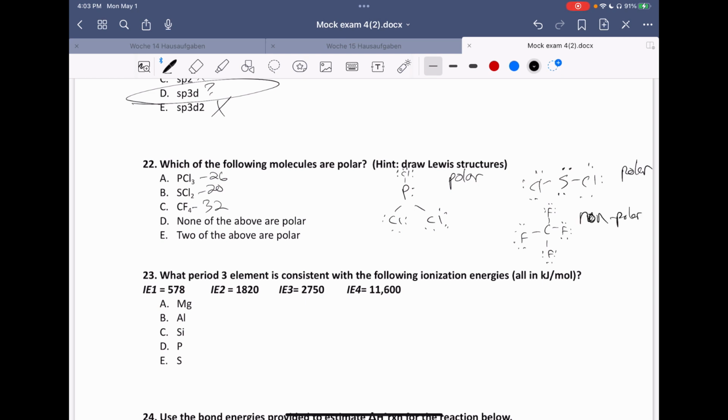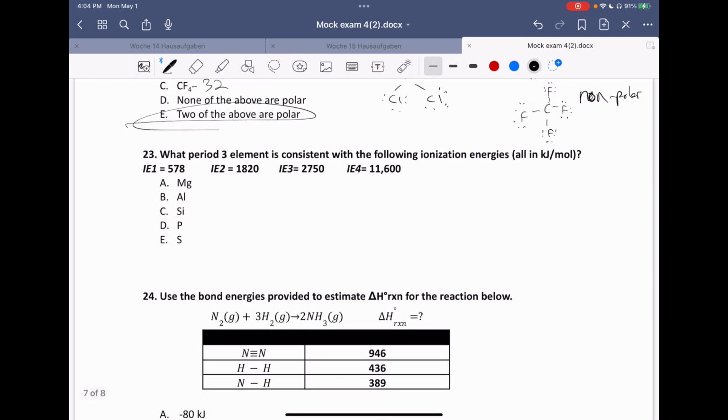So then the answer choice would be that 2 of the above are polar. What period 3 element is consistent with the following ionization energies? Okay, should be pretty easy.